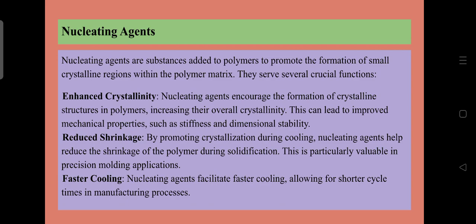So nucleating agents encourage the formation of crystalline structure in the polymer, and also can lead to improved mechanical properties such as stiffness and also dimensional stability. And nucleating agents can also reduce the shrinkage of the polymer because they promote crystallization during cooling, so that it can help reduce the shrinkage of the polymer during solidification. And also it will facilitate faster cooling, allowing shorter cycle times in the manufacturing processes.